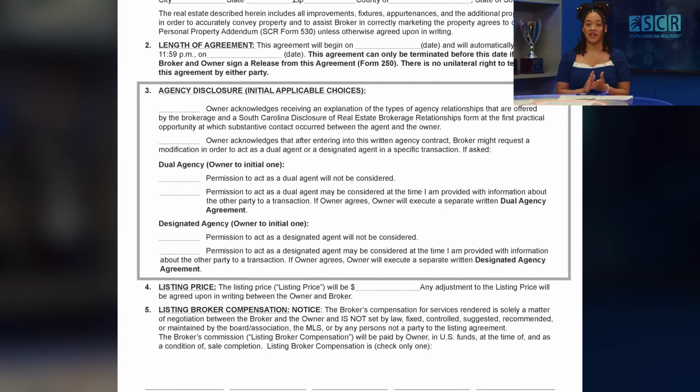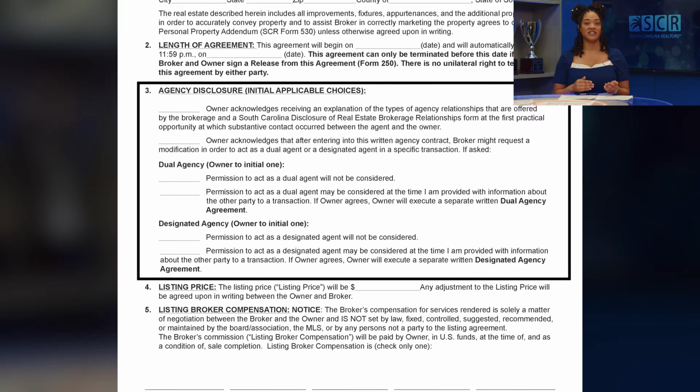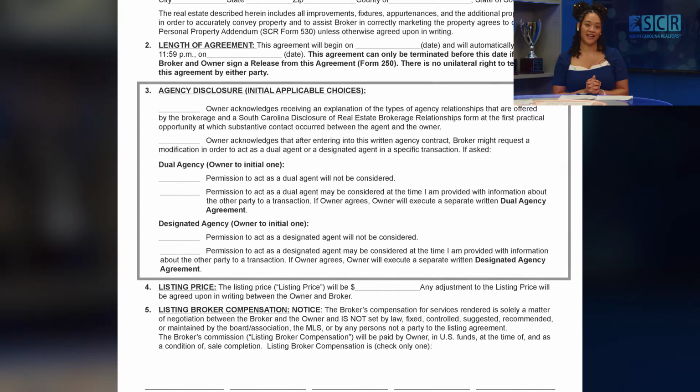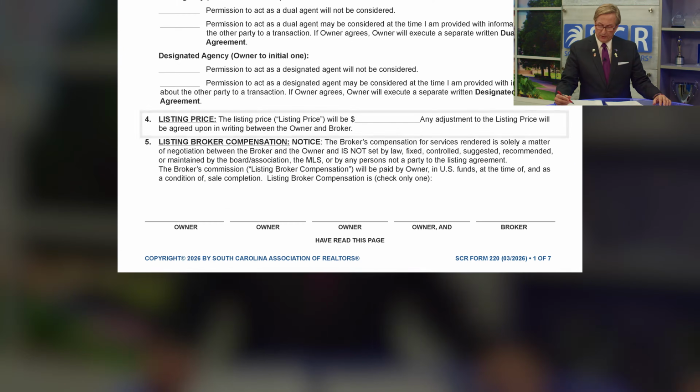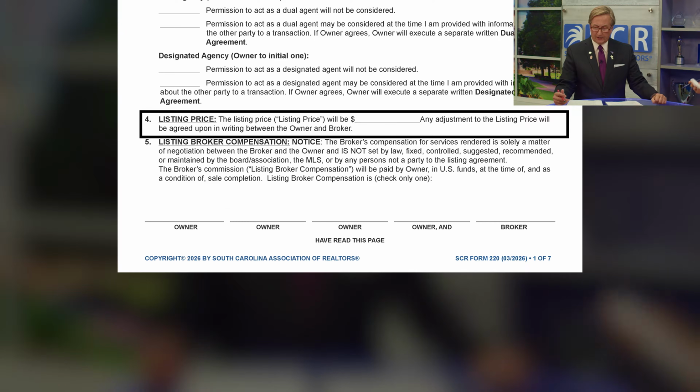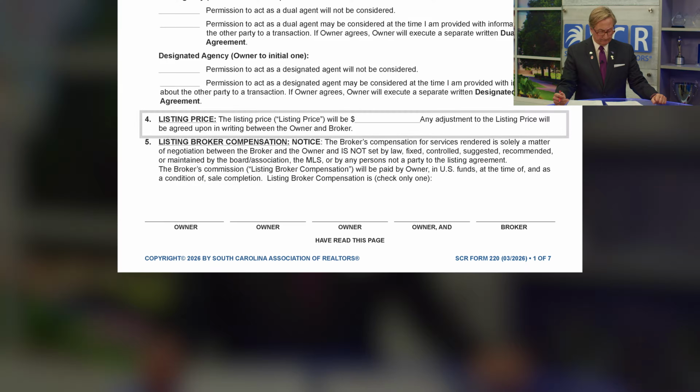Section 3 goes into agency disclosure. This section confirms that the owner has received the required South Carolina disclosure of real estate brokerage relationships form, which is an LLR form. It also provides space for the owner to initial their permission or lack thereof for dual or designated agency. This is where you're going to write simply the price at which the owner agrees to market the property in the listing agreement.